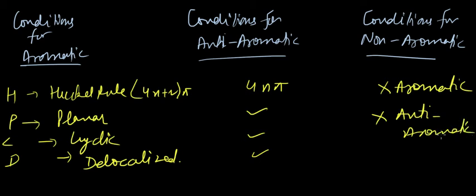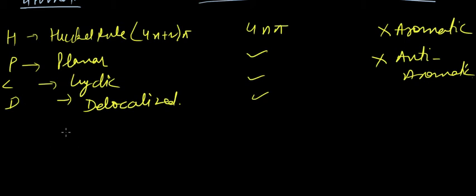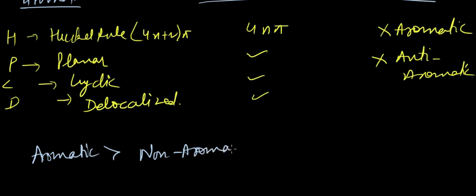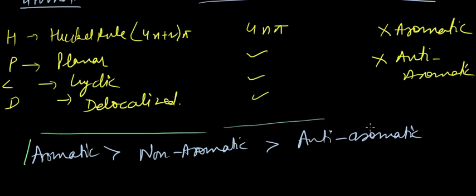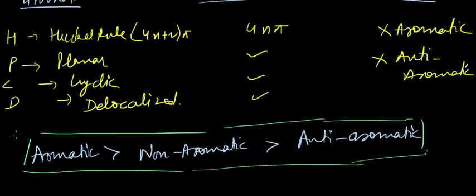Now let us compare the stability of the three. So the stability order would be something like this: aromatic compounds are the most stable, then comes non-aromatic compounds, then comes anti-aromatic compounds. Okay, so just remember this fact by heart and you will win by all chance.